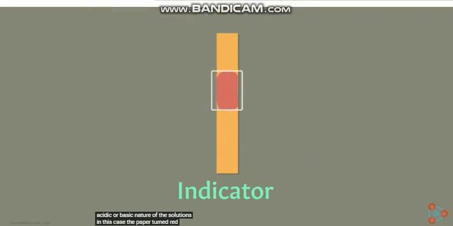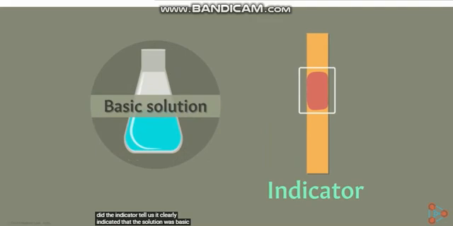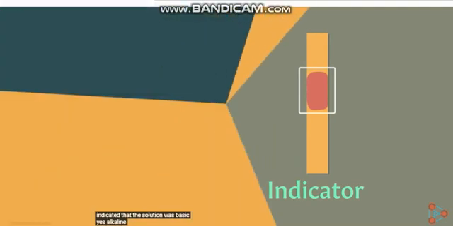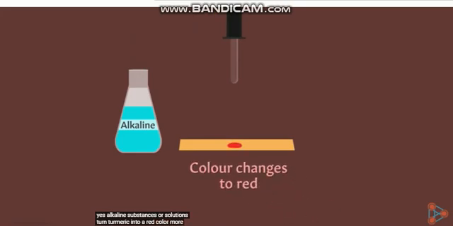In this case, the paper turned red when the solution was poured onto it. So what did the indicator tell us? It clearly indicated that the solution was basic. Whenever we use an alkaline solution and put it on the turmeric, it turns red. So the color changes into red. It means the solution is basic.